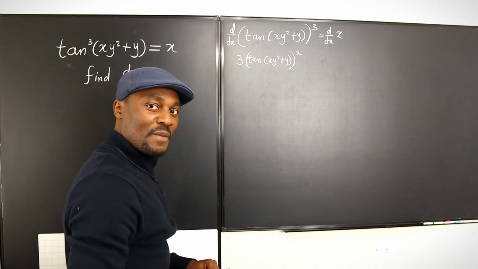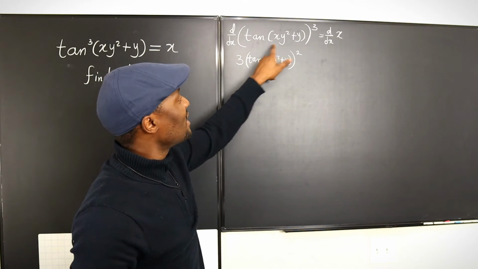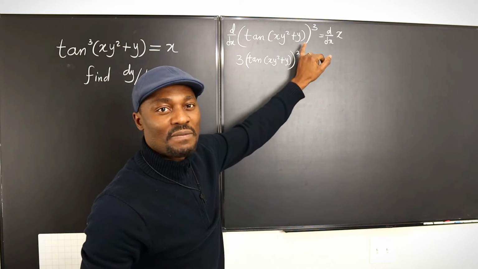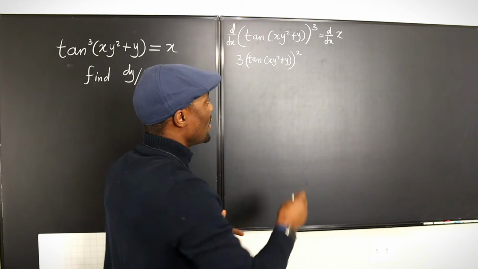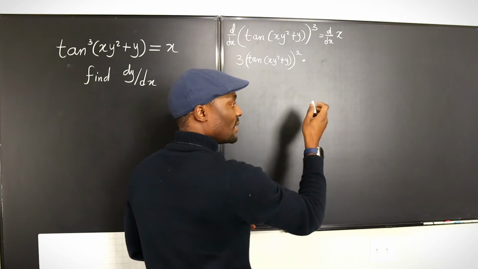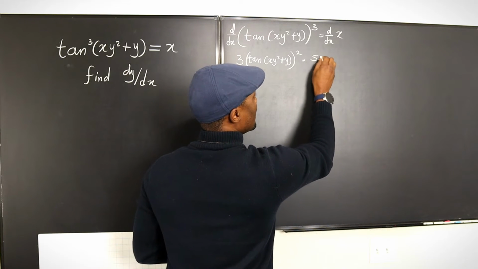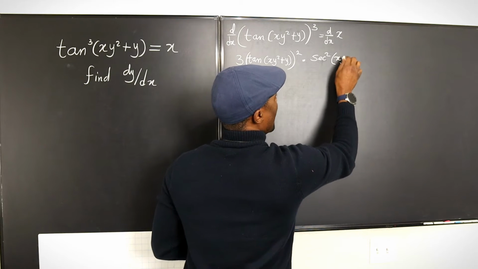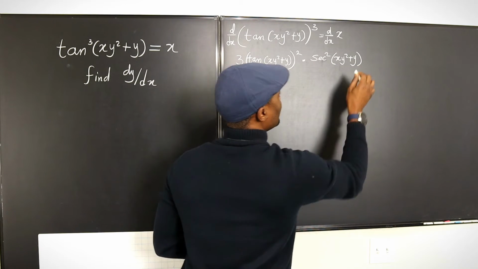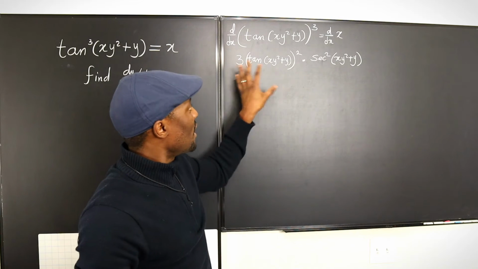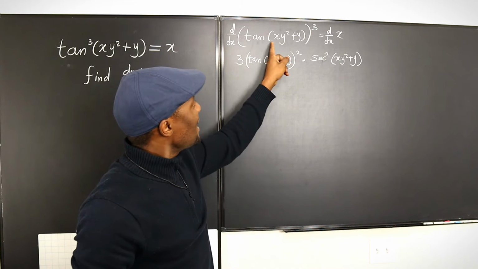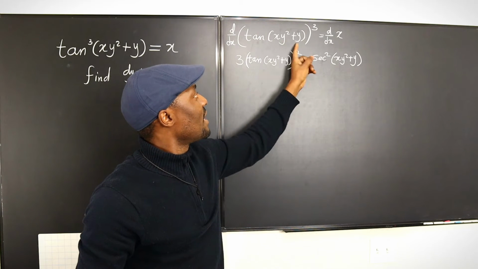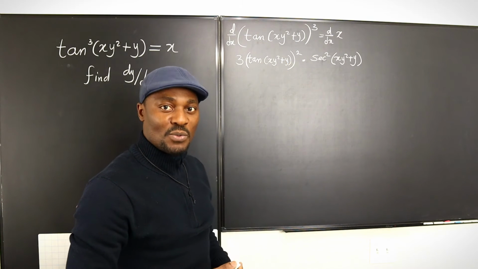That's the first step. Now we have to go inside and differentiate the function that's inside. If you differentiate tan of a function, it becomes secant squared. So we're going to multiply that, remember the chain rule, by secant squared, the same argument, xy² + y. Now we're done with the 2 outside. So we're in here now, we've taken care of this. We need to go in here and differentiate xy² + y.